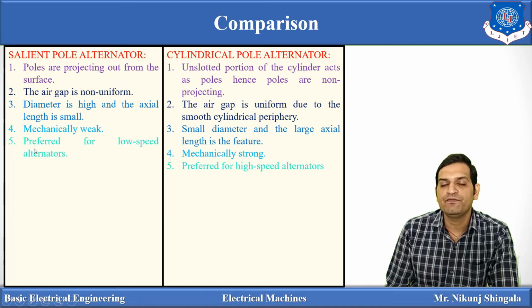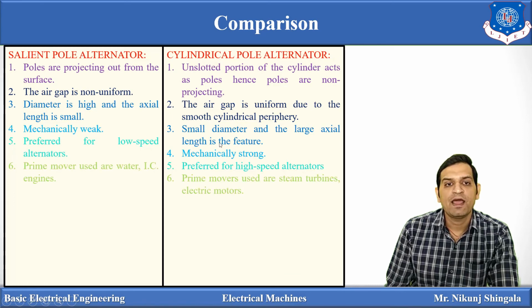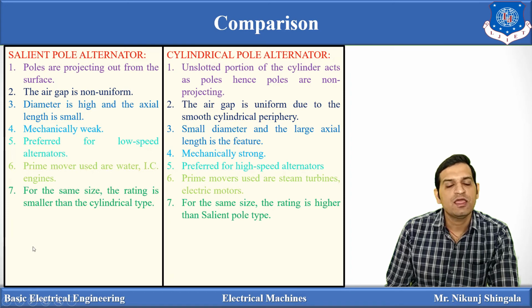Salient pole is basically preferred for low speed alternator. Non-salient poles are basically preferred for high speed alternator. Prime movers used are IC engines and water turbines. Here steam turbines are used as a prime mover in the case of cylindrical pole alternator. For the same size, in the case of salient pole alternator, rating is smaller than the cylindrical type, and here rating is higher than that of salient pole type.